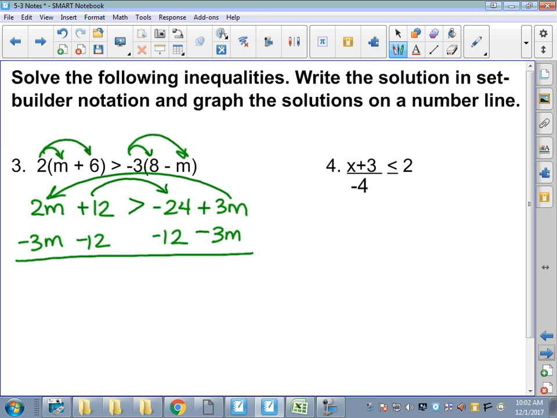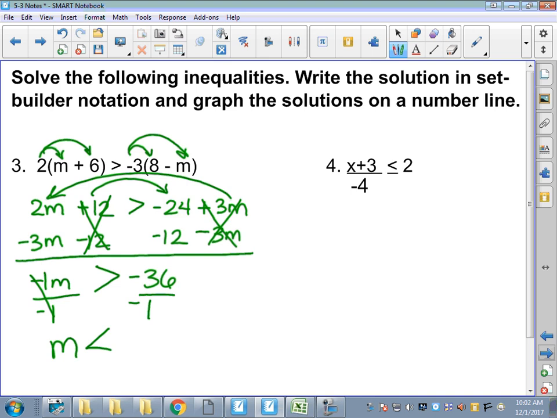So when I go through this problem left to right, I have a 2m, take away 3m is a negative 1m. My 12 and negative 12 cancel. Greater than negative 24, take away 12 is negative 36. And the 3m and the negative 3m cancel. So I'm going to divide by negative 1. Divide by negative 1. m is going to be now less than positive 36. I have to flip the inequality because I divided by a negative 1.